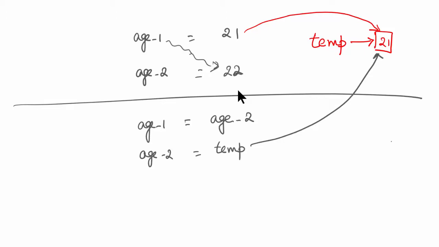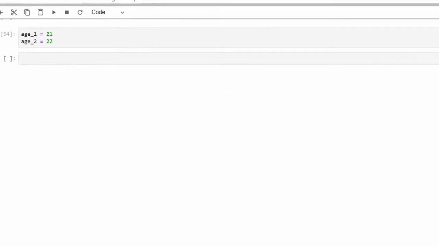So there are three steps. Step 1, create a temporary variable, assign the value of age_1 to this variable. Step number 2, assign the age_1 variable to age_2 variable, meaning point to wherever age_2 is pointing to, and age_2 points to the temporary variable. This is one way of swapping variables.